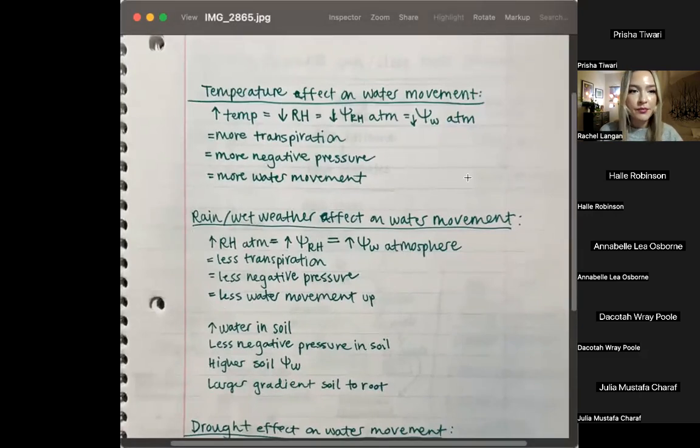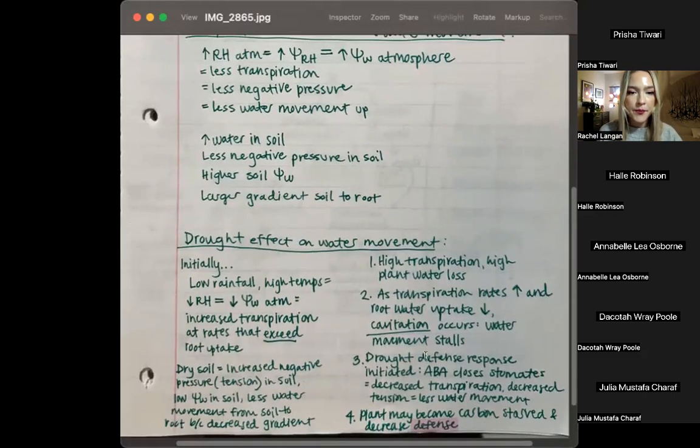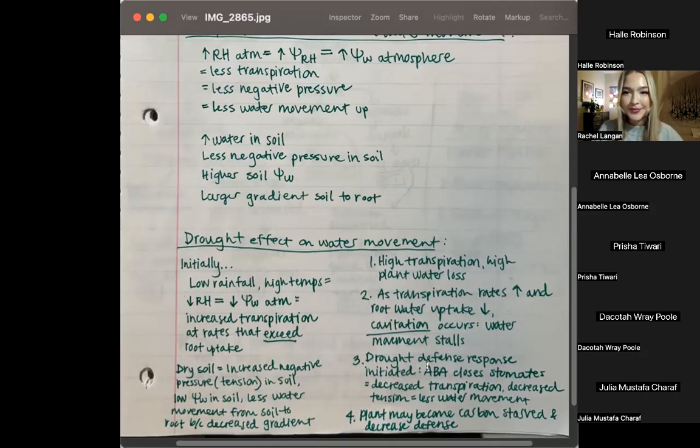Yes. Do we just have to know that ABA closes the stomates, or do we need to know what it binds to and all of the ions that go in and out? In how much detail do we need to know how ABA closes the stomates? You should know the full flow diagram for ABA, which we'll talk about.